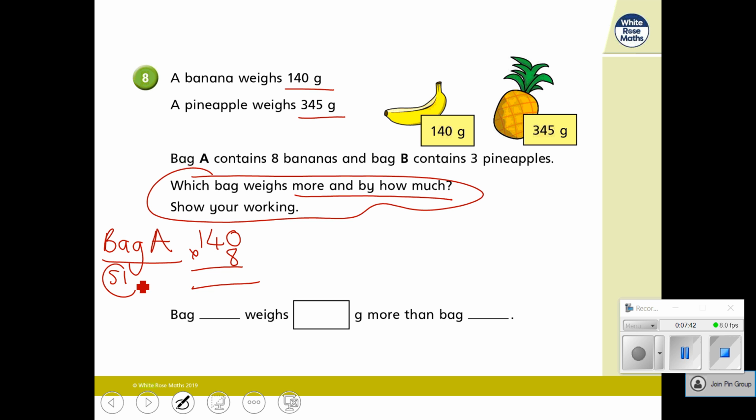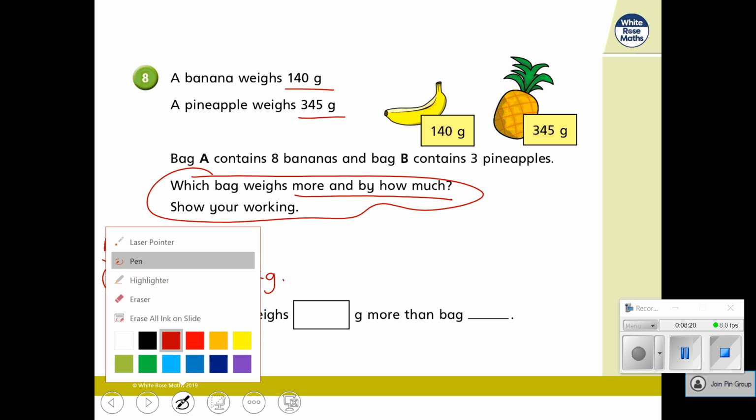So 0 times 8 is 0. 4 times 8 is 32. So 2 of my tens go in my tens column. The other 30 tens get exchanged for 300. 1 times 8 is 8. Add my other 3, which is 11. So I've got 100 can go there, and then the other 10 hundreds get exchanged for 1,000. And now I've got nothing left, so that must be 1,120 grams for that bag.